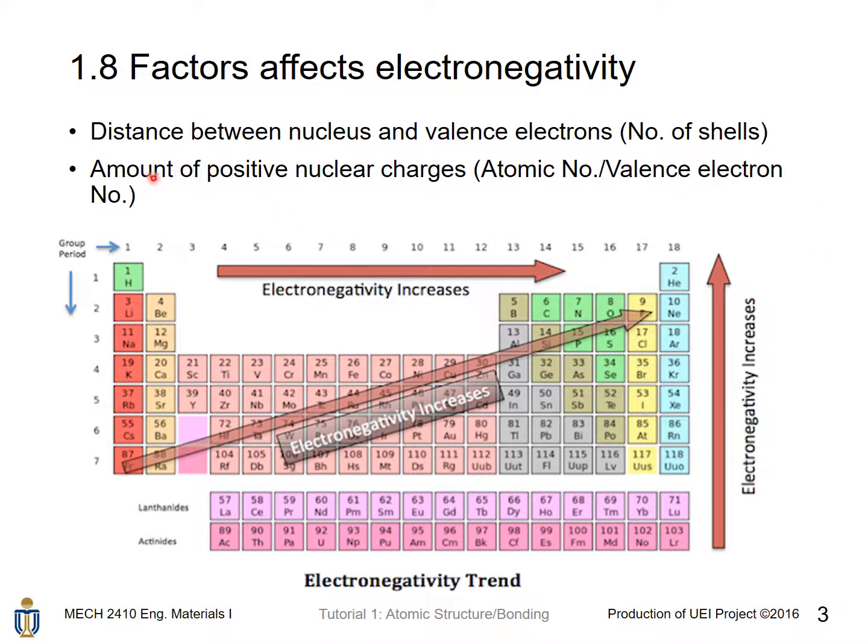For a higher amount of positive nuclear charge, there will be a higher electronegativity. For example, within the same period, elements further to the right have a higher atomic number, which means they have a higher positive nuclear charge. By Coulomb's law, a higher positive nuclear charge means a higher attractive force. In this way, we have concluded some electronegativity trends.